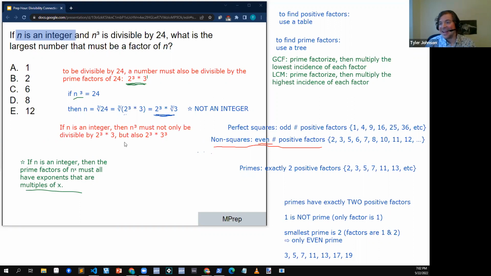Therefore, if n is an integer, n cubed isn't just divisible by 2 cubed times 3. It has to be 2 cubed times 3 cubed. That's the smallest I can make n cubed in order to get those multiples of that exponent, right? We're cubing everything. So all those prime factors have to have exponents of 3 or a multiple of 3.